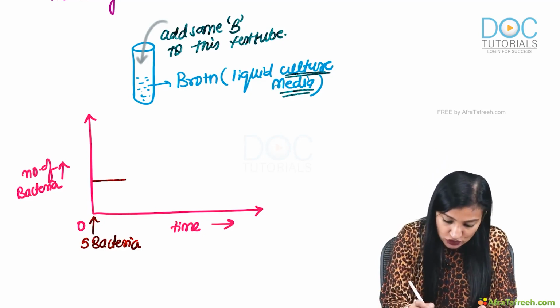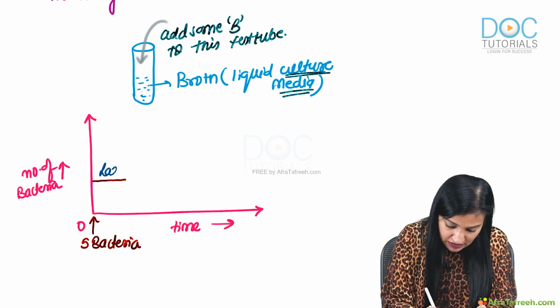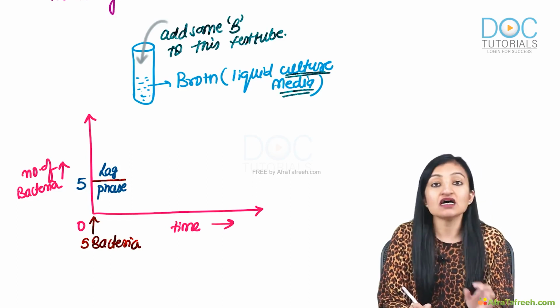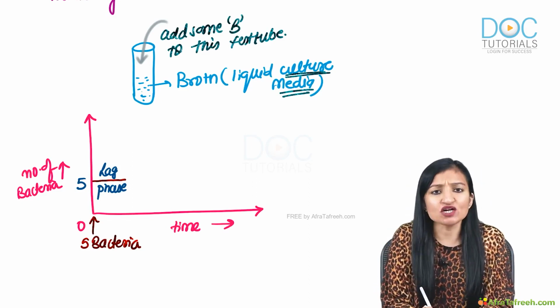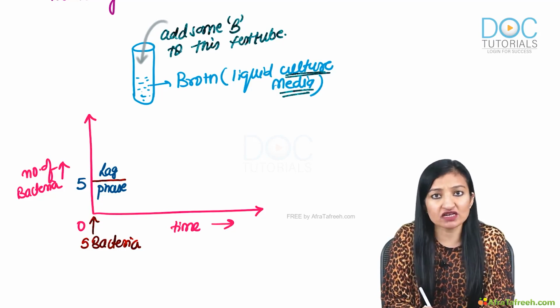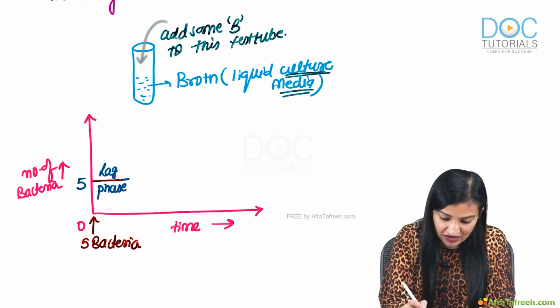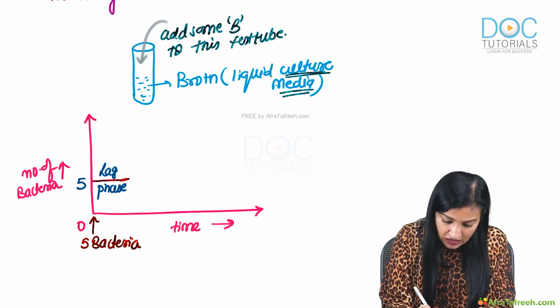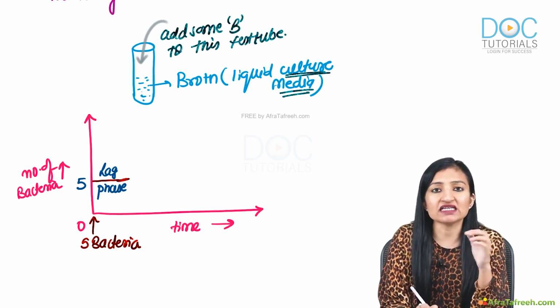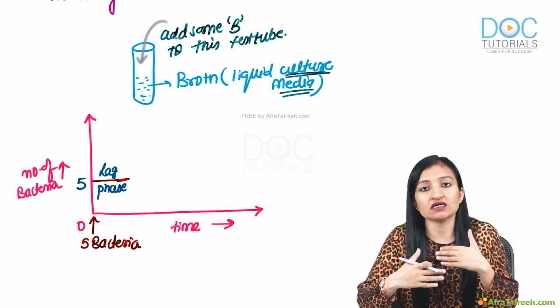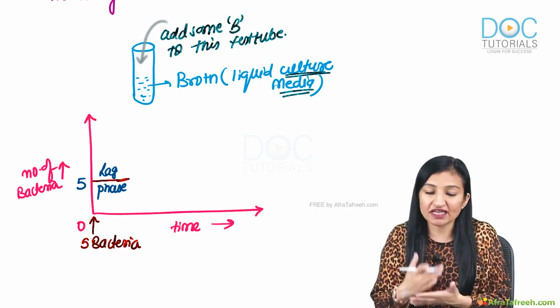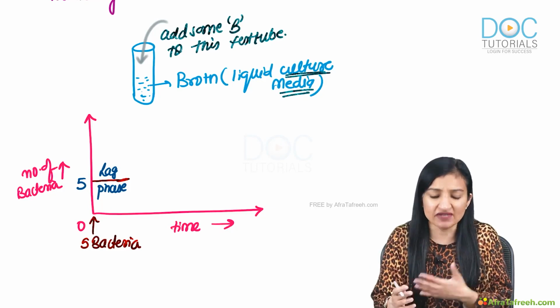This is referred to as the lag phase. We started with 5 bacteria in the test tube. For some period of time, the number will not change. It will remain 5 only. This is the lag phase. During the lag phase, the bacteria are switching on their enzymes which they would need in future for multiplication and for their metabolic activities.